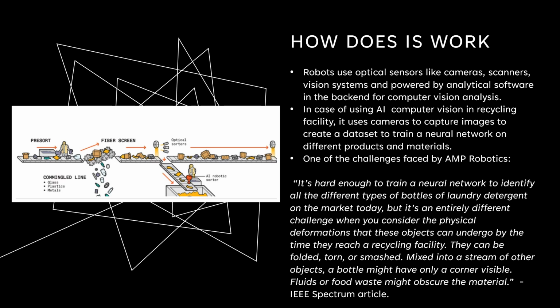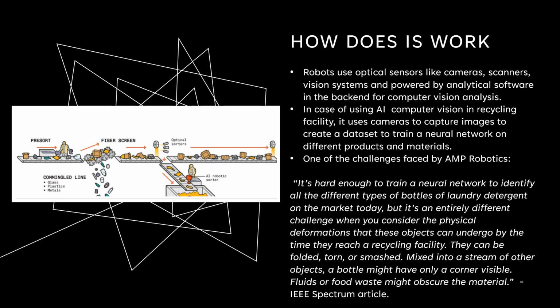And as a developer describes some of the challenges that they faced, it's hard enough to train a neural network to identify all the different types of bottles of laundry detergent. But you also need to consider that they can be folded, torn, or smashed. And you need to present all of those images to your machine learning algorithm so it can learn from that.